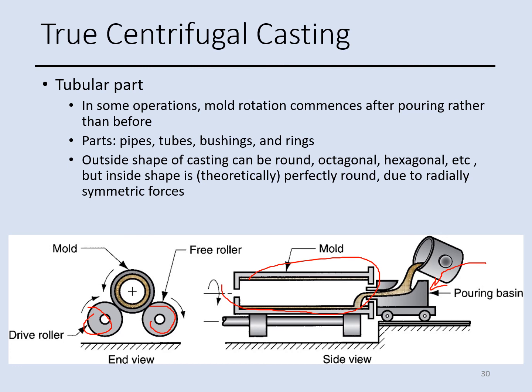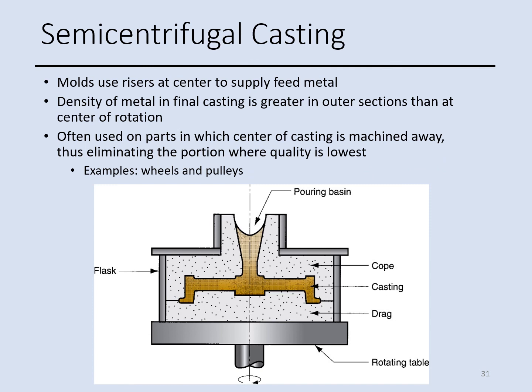And the molten metal is poured into this mold. Because of the centrifugal action we have for the mold, the material is going to be distributed and stay in the outer region, so we will have a tubular part. It is possible to create other shapes like octagonal, hexagonal with this process.